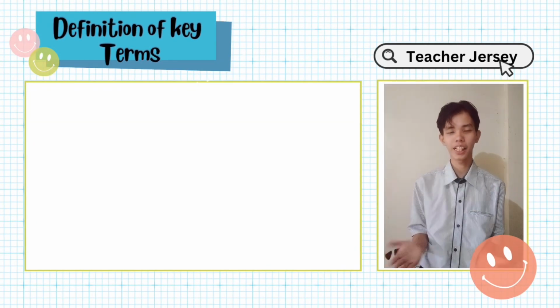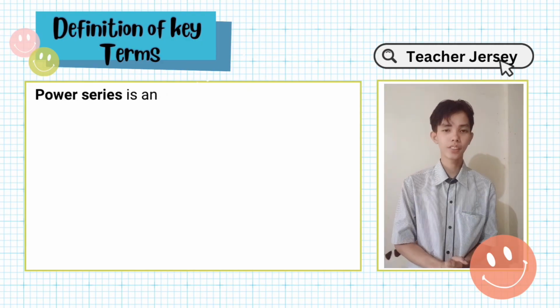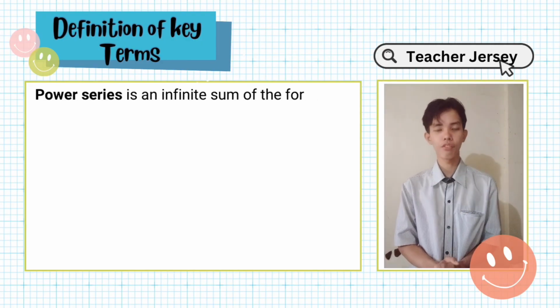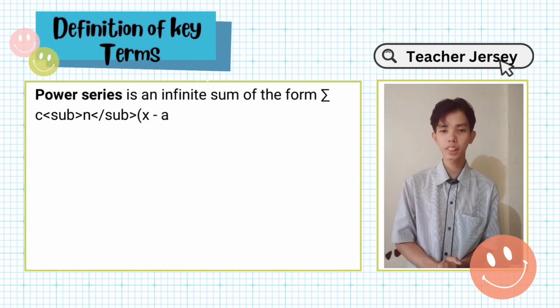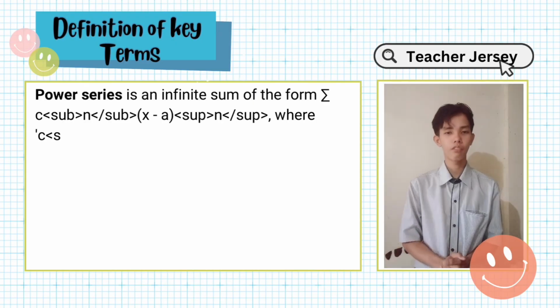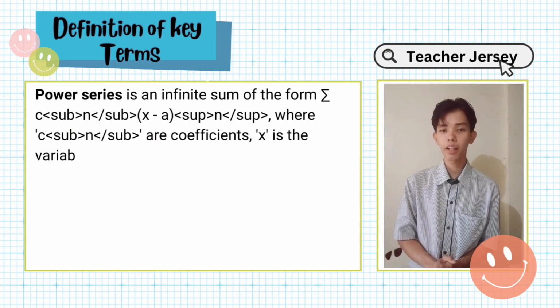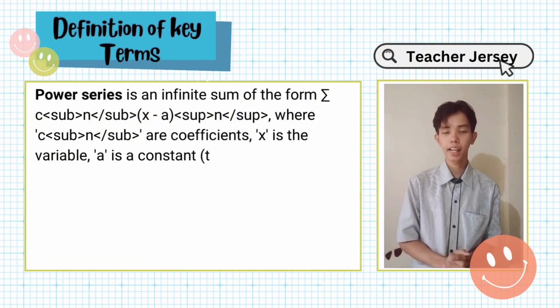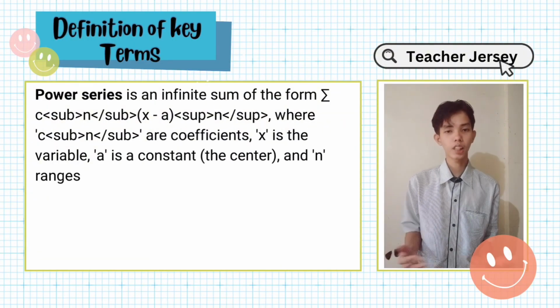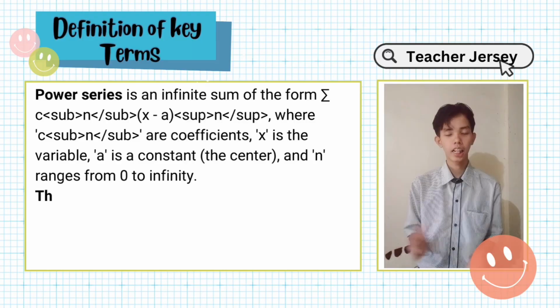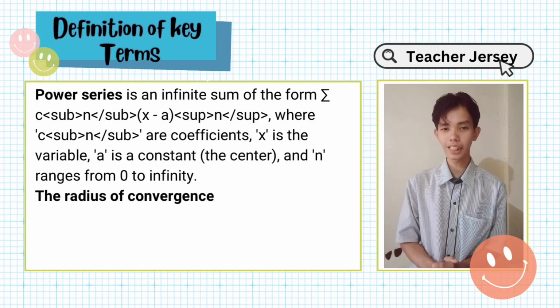Let's go over some key definitions. The power series is an infinite sum of the form summation of c sub n times the quantity of x minus a raised to n, where c sub n are coefficients, x is a variable, a is a constant, and n ranges from 0 to infinity.